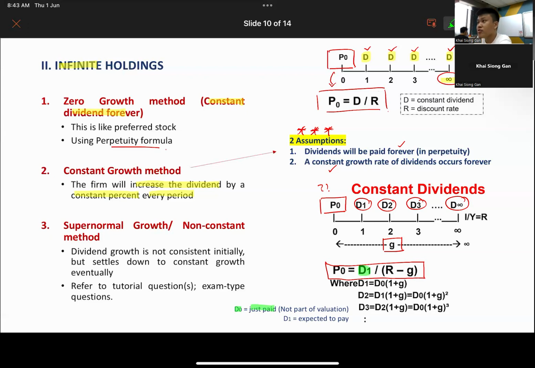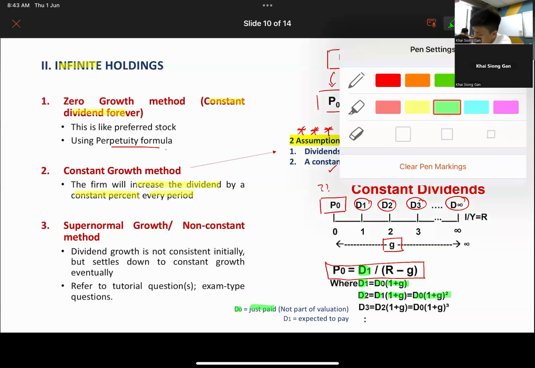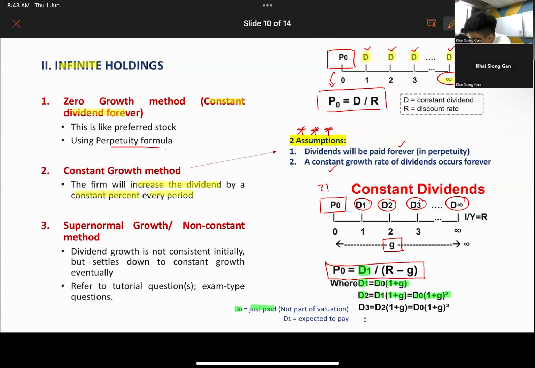But sometimes they might not give you the D1 figure, so you have to calculate it by yourself. They will give you D0. So how to calculate D1? You use D0 times (1 plus G). If you want to calculate D2, you use D1 times (1 plus G), or you can use D0 times (1 plus G) to the power of 2. So here you learn two formulas, two options for you to calculate the dividend, which you are going to use later on.